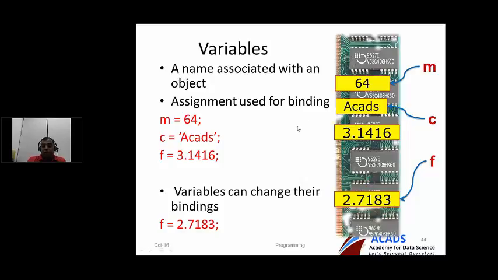So this means that the new value need not be of the same type. I can also say f equal to some string. A new location for a string will be created and f will start pointing to the new location. Okay. So any questions here?